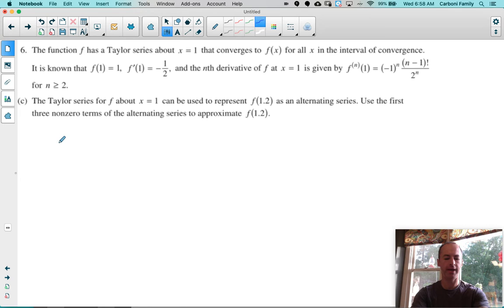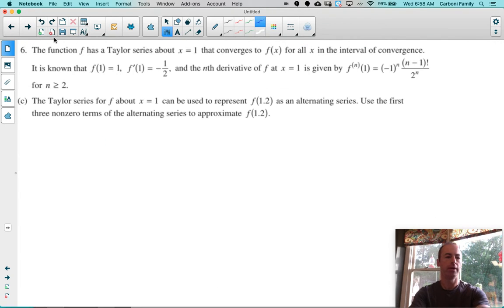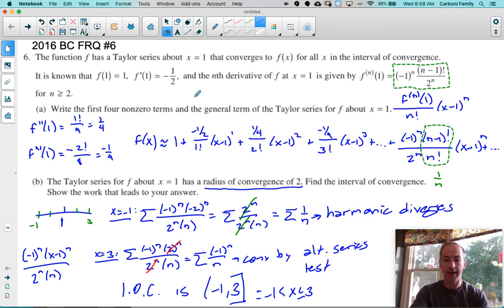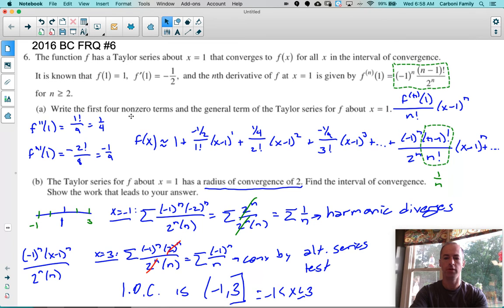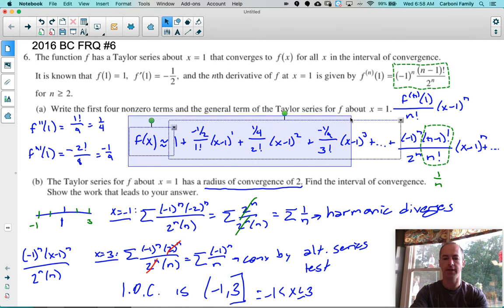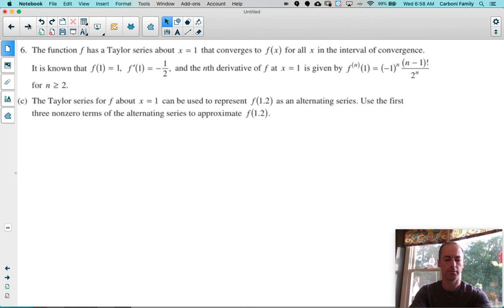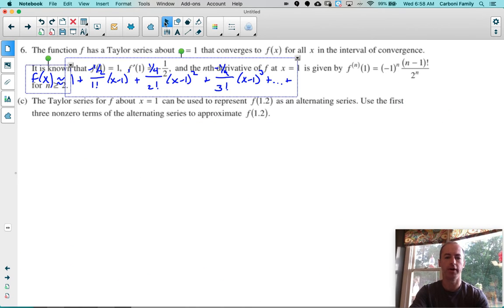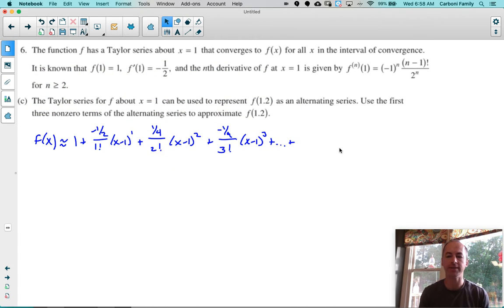So to do that, I'm going to go back to my series from part A, and I'm going to grab the first 4 terms. Let's see how much I can get here. I'm going to see, can I get the first, good, I can. So I'm going to copy that. And this was my answer to part A. And I'm going to use the first 3 terms to approximate f of 1.2.